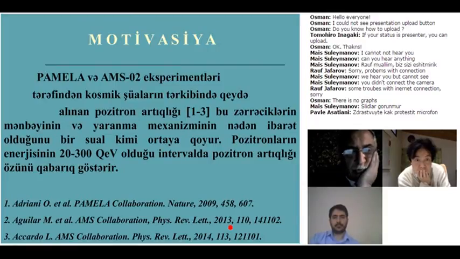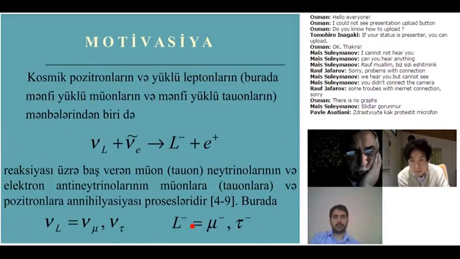Recently, the PAMELA and AMS-02 experiments have registered the positron abundance, the positron excess in the cosmic rays. The energy of the positrons is registered between 20 GeV and 300 GeV. The behavior of positron spectra and electron spectra, beginning from around 20 GeV, differs for electrons and for positrons. The question is where this excess of positrons comes from.